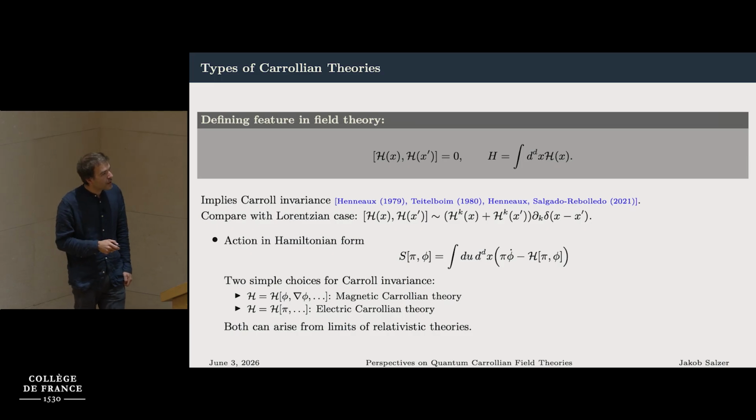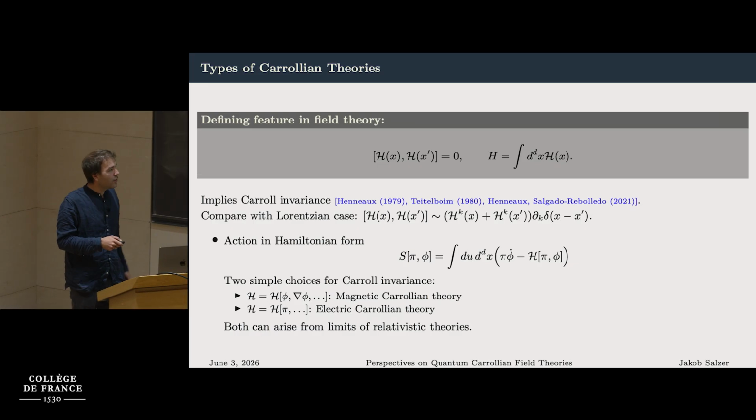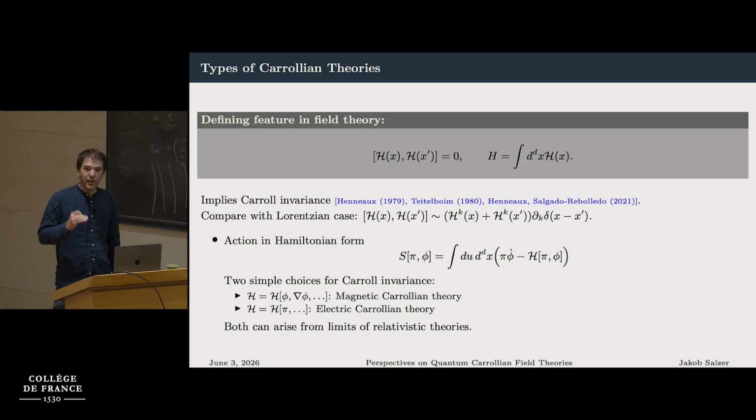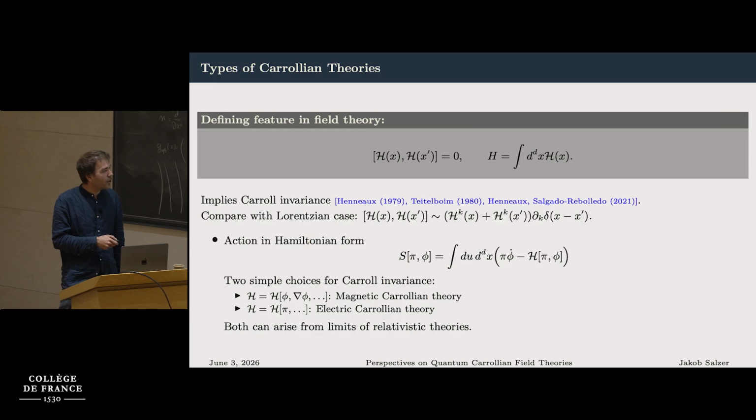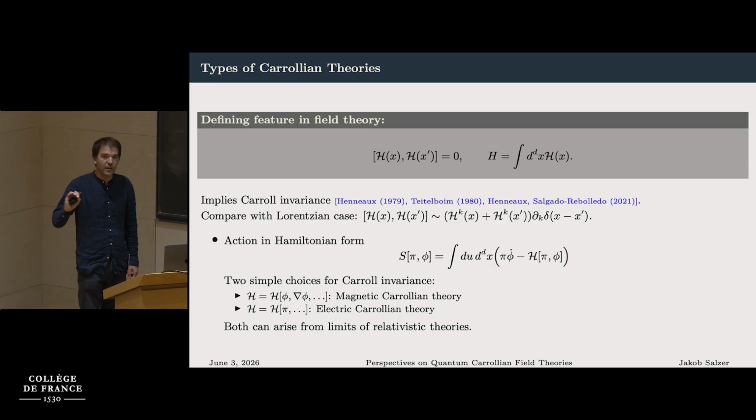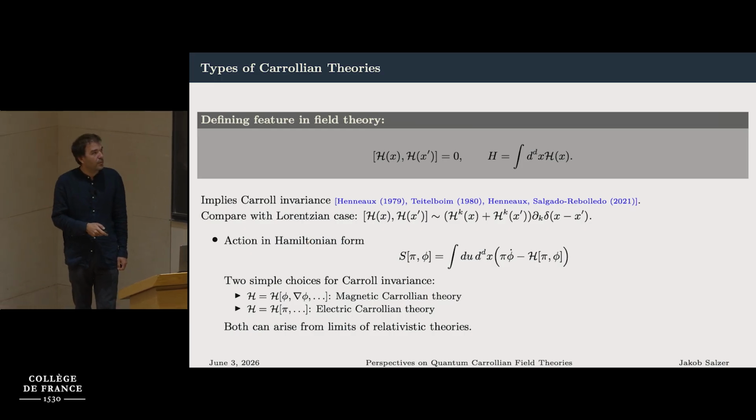There's also the other option that you say it depends on pi, but then it turns out it cannot depend, at least for these simple theories that we're looking at, on the gradient squared. So the gradient squared term drops out. These theories are called electric Carrollian theories. The most general theory is, of course, a combination of these two, but we will go on and study them separately first. And let me stress that both of them you can see as limits of relativistic theories, which was studied in that paper here.